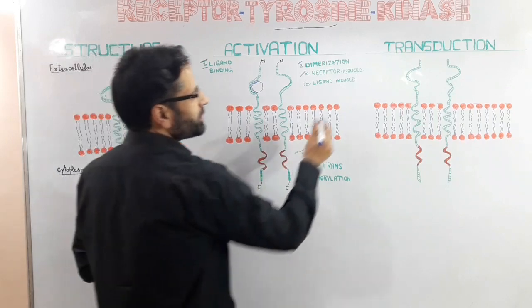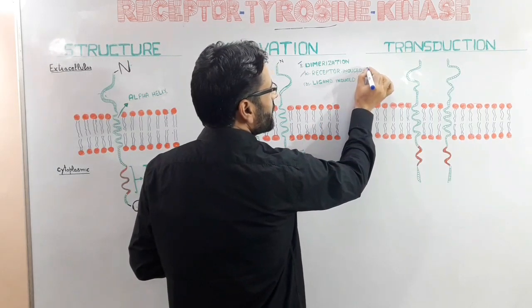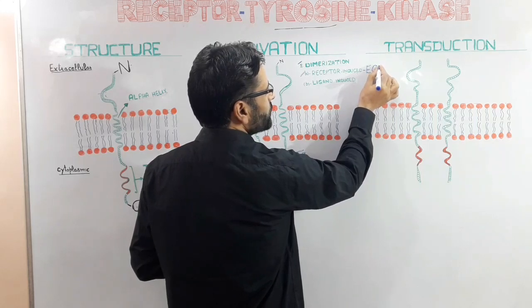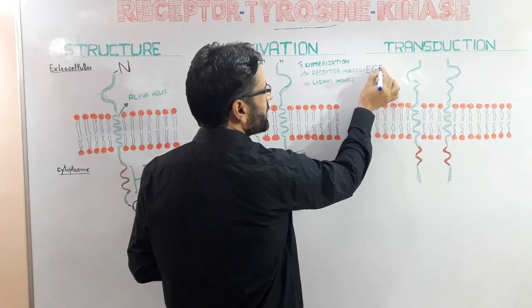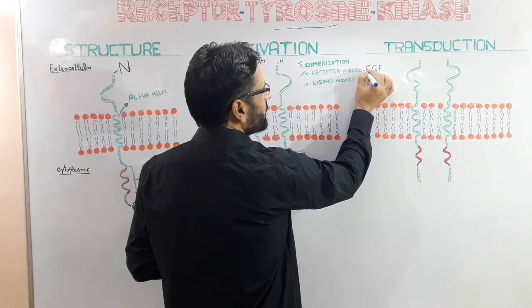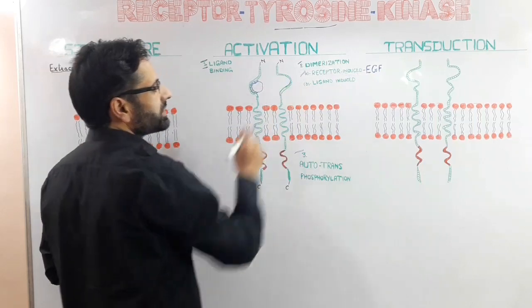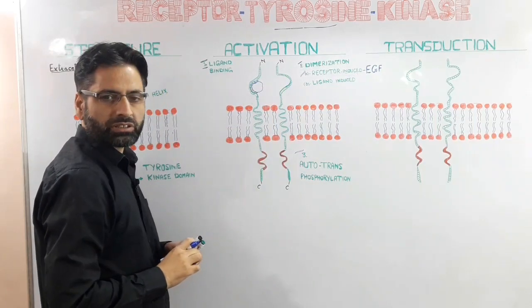And this kind of receptor-induced dimerization occurs in the case of EGF, epidermal growth factors, because these EGFs are monomers, they have a single polypeptide chain, and they will bind only one receptor at a time. And dimerization induced by this EGF is the receptor-induced dimerization.